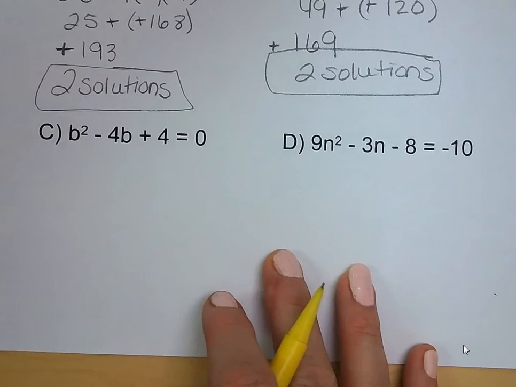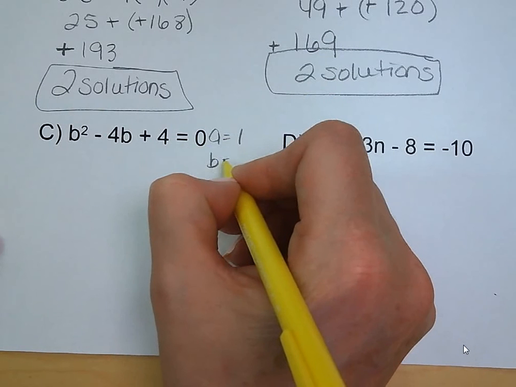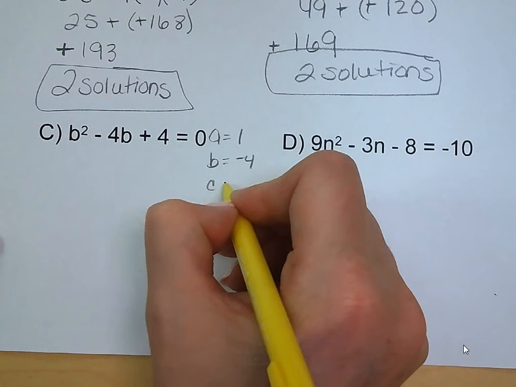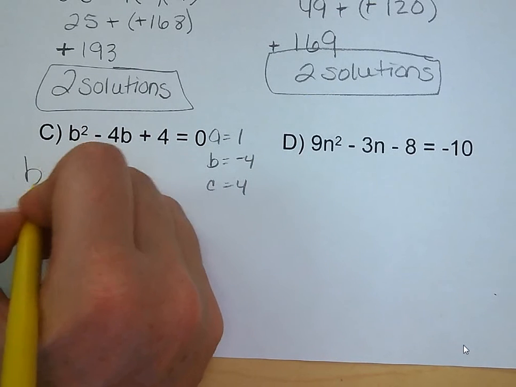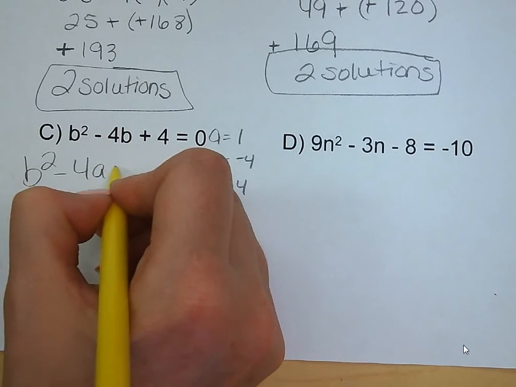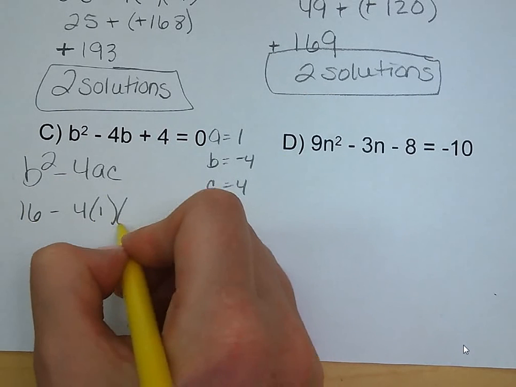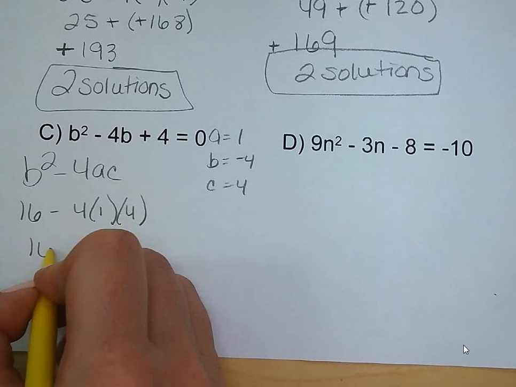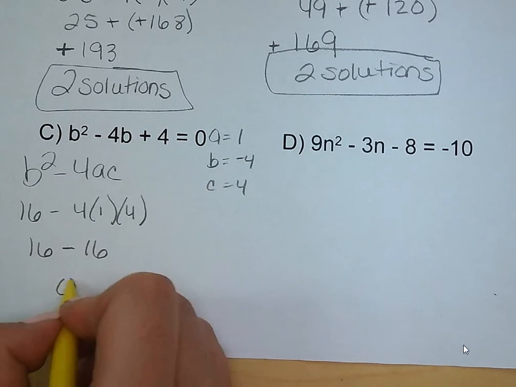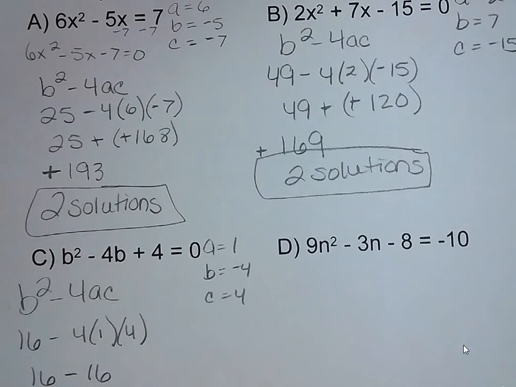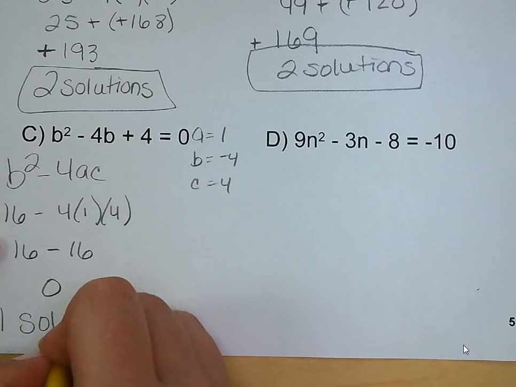Letter C, b squared minus 4b plus 4. A is 1, b is -4, c is 4. So we have 16 minus 4 times 1 times 4. 16 minus 16, which is 0. We are only going to have 1 solution when the discriminant is 0.